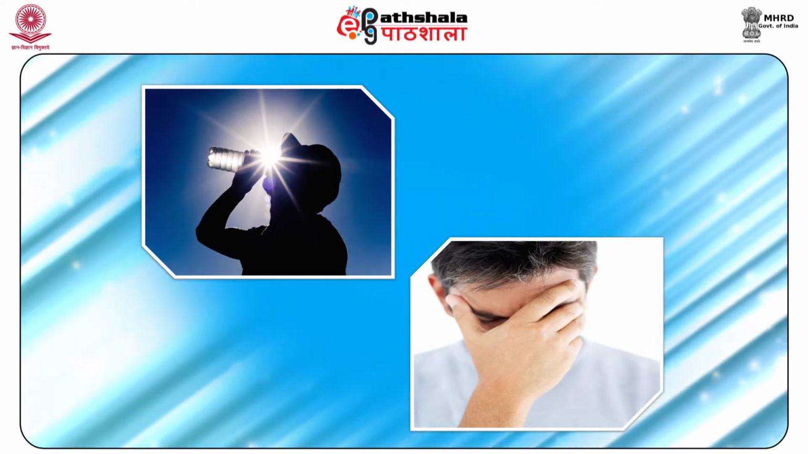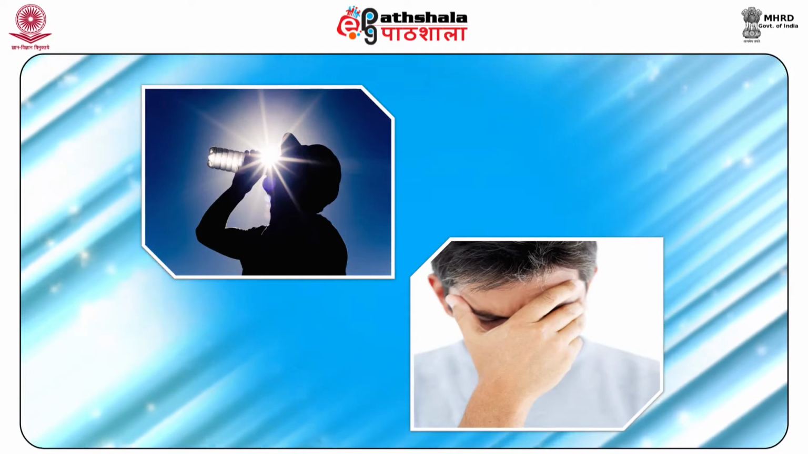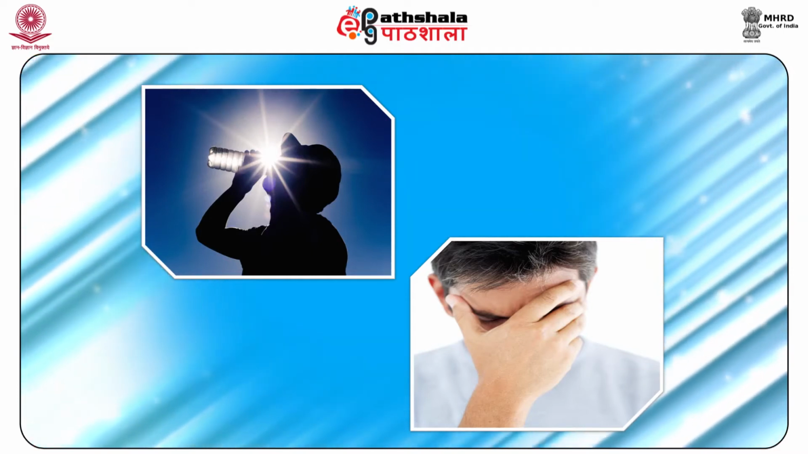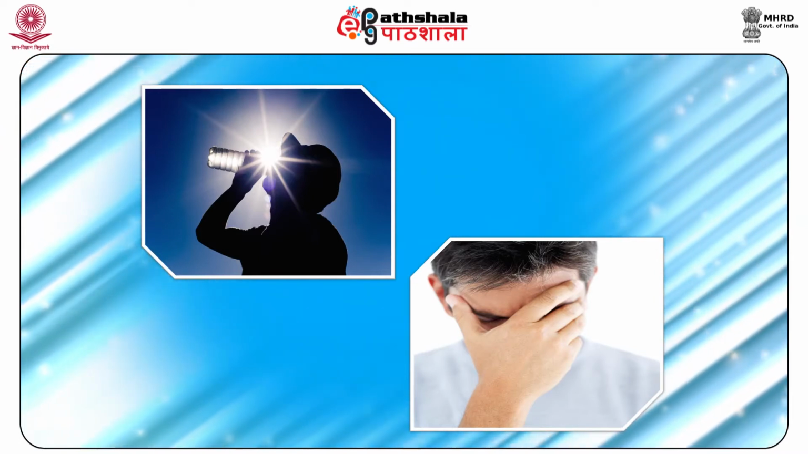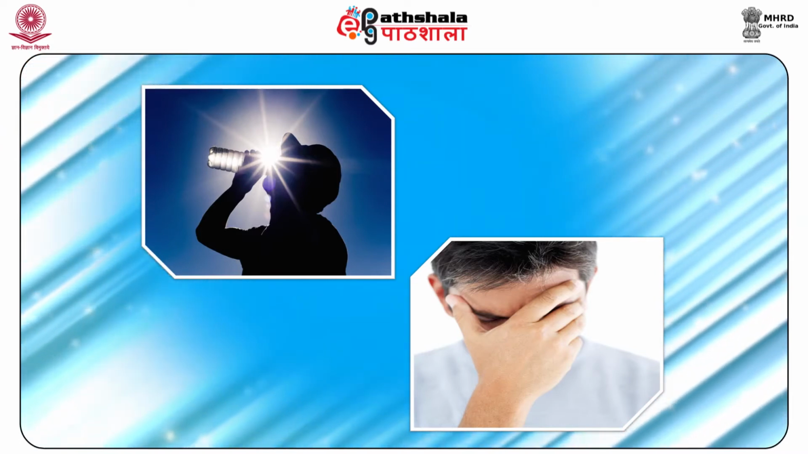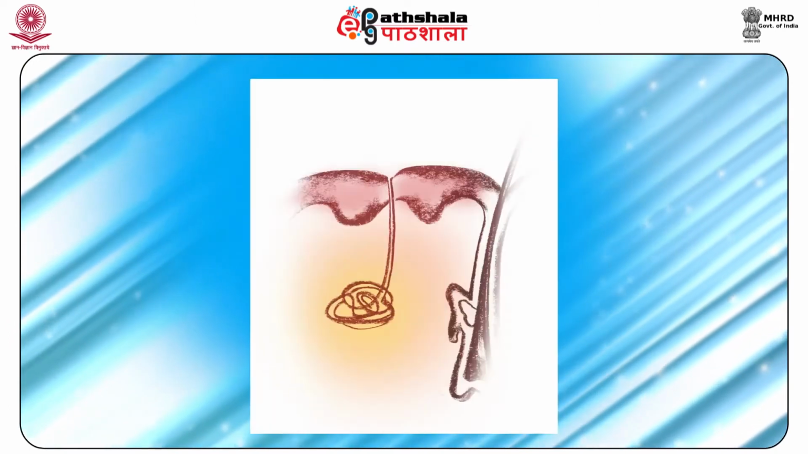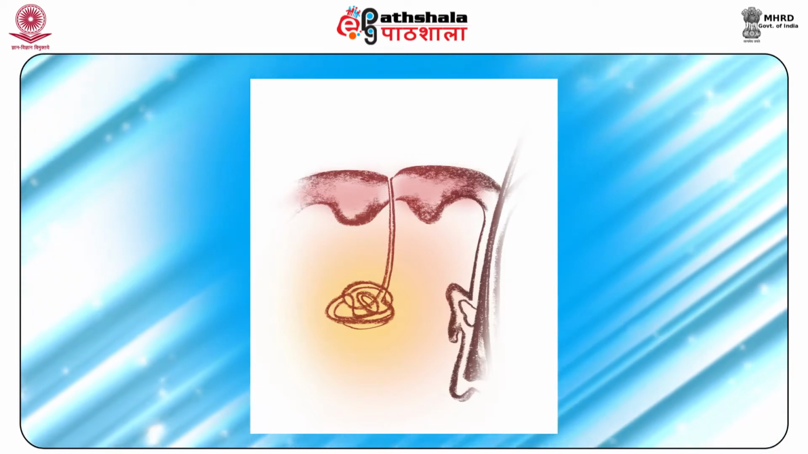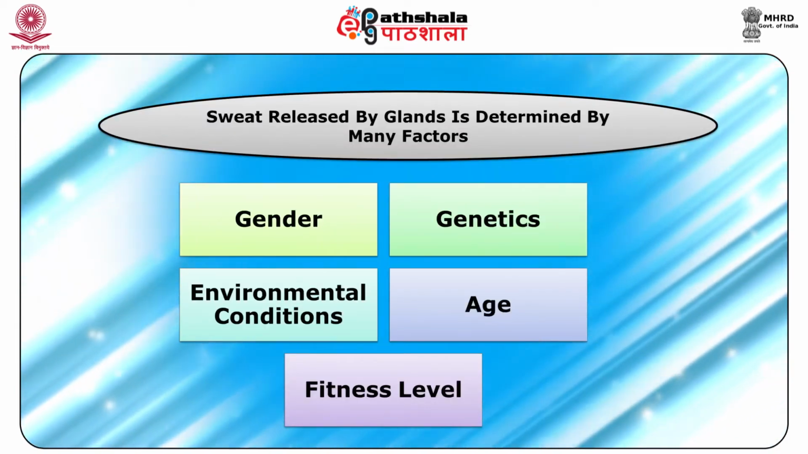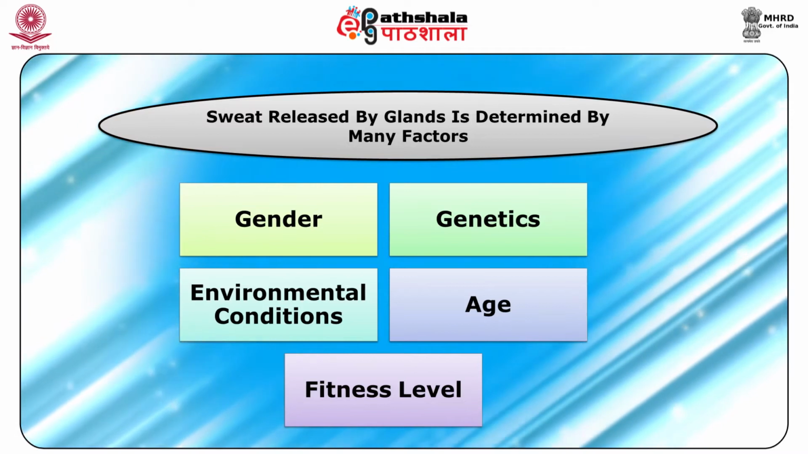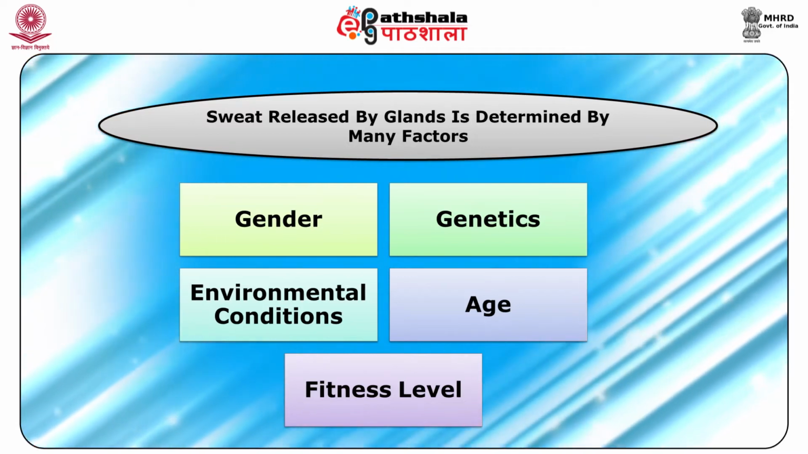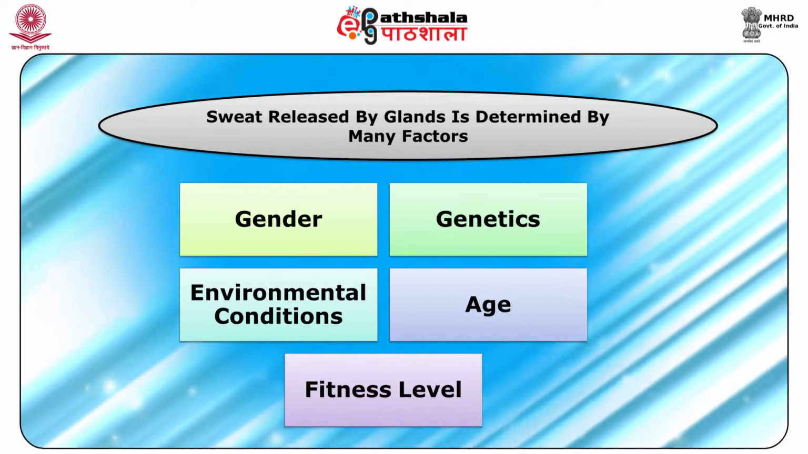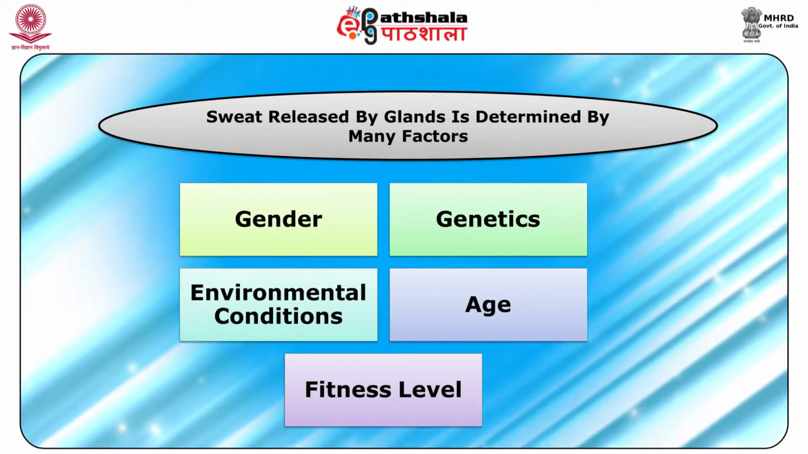In general, emotionally induced sweating is restricted to palms, soles, armpits, and sometimes the forehead, while physical heat induced sweating occurs throughout the body. People have an average of 2 to 4 million sweat glands, but how much sweat is released by each gland is determined by many factors, including gender, genetics, environmental conditions, and age or fitness level.